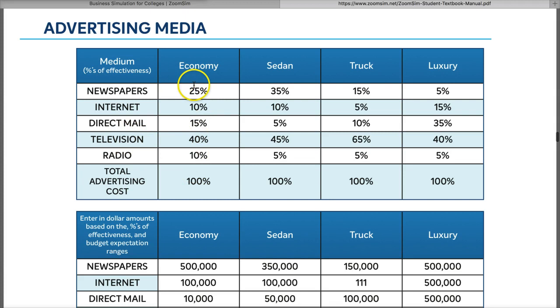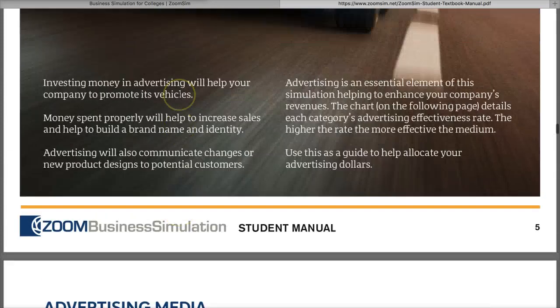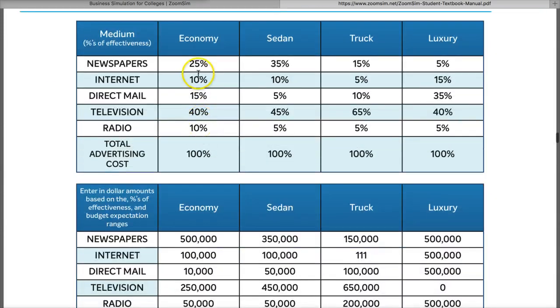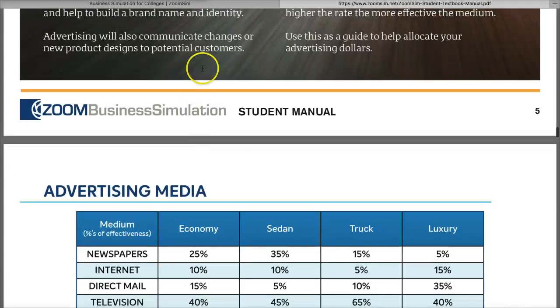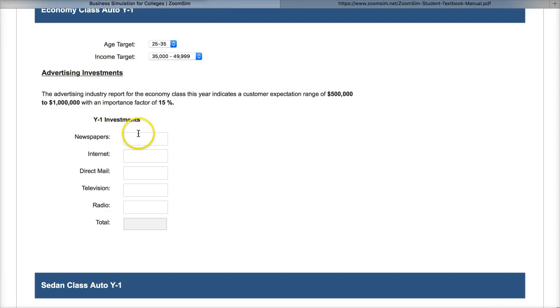So television and newspapers sell the most. Once I have this, and this is for each car class, a different range of effectiveness. This is just an example of how to put that into dollars, because you don't put percentages in, you put dollar amounts in. So if I go back, I have $500,000 to $1 million. For TV, I definitely want to put a lot of money into TV and a lot of money into newspapers, because those were the two areas that had the most sales.